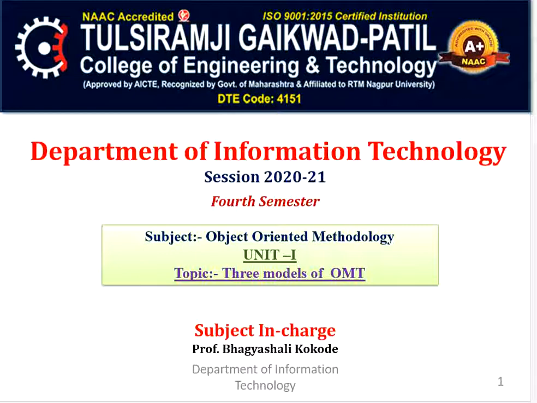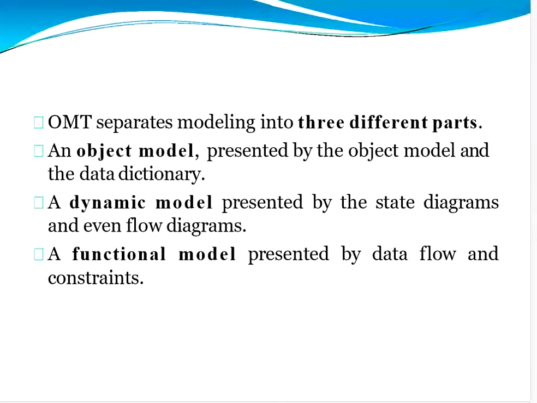Okay, so now see the first one. Today we have to discuss the three models of the OMT. The OMT separates the modeling into three different parts. The first one is the object model, the second one is the dynamic model, and the third one is the functional model.